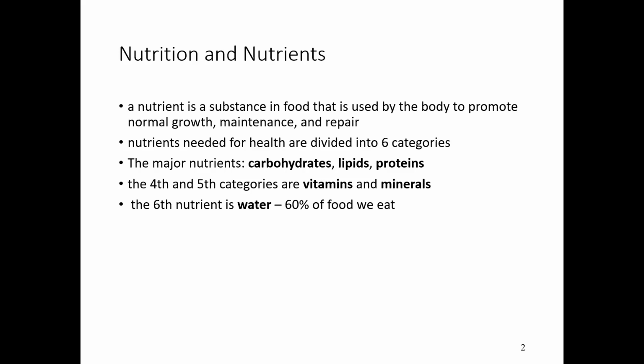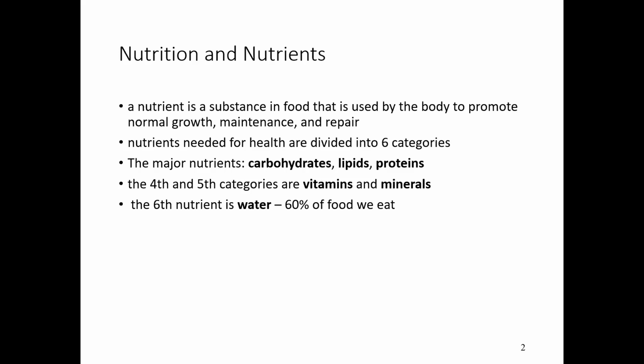The nutrients fall into 6 categories. Now, 3 of them you're familiar with because they're the organic molecules. We have carbohydrates, lipids, and proteins as 3 of the categories of nutrients. The 4th and 5th categories are vitamins and minerals. And water is the 6th nutrient.